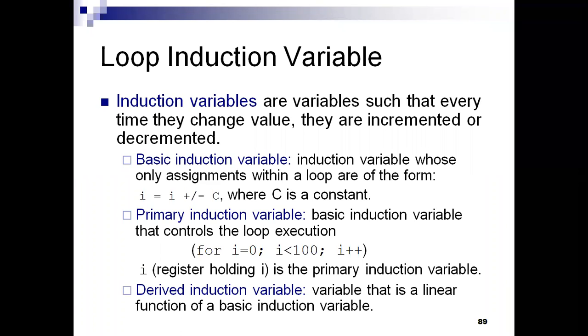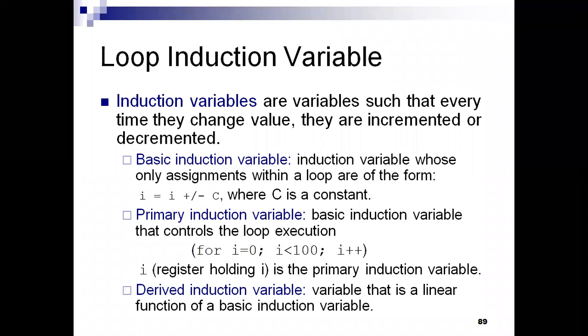The primary induction variable is a basic induction variable that controls the loop's execution. For example, if we use control statements with for, while, if, then we can use primary induction variables. For I is equal to 0, I less than 100, I plus plus. Here I is a register holding I, which means it is a primary induction variable. And the derived induction variable is always a linear function of the basic induction variables.